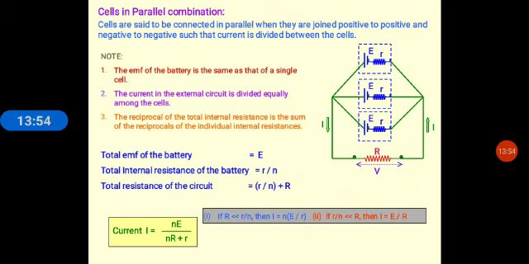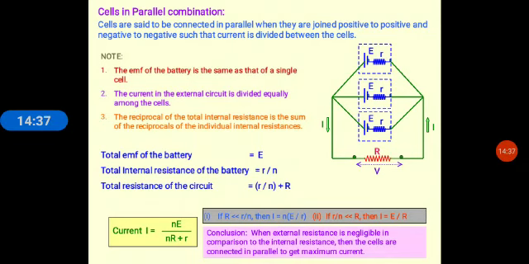In case of parallel combination of cells, when the external resistance is less than the total internal resistance of the battery, the current flowing through the combination is n times the ratio of the EMF of each cell to the internal resistance of each cell. And if the total internal resistance of the battery is less than the external resistance, then the current flowing through the combination is the ratio of the EMF of each cell to the external resistance.